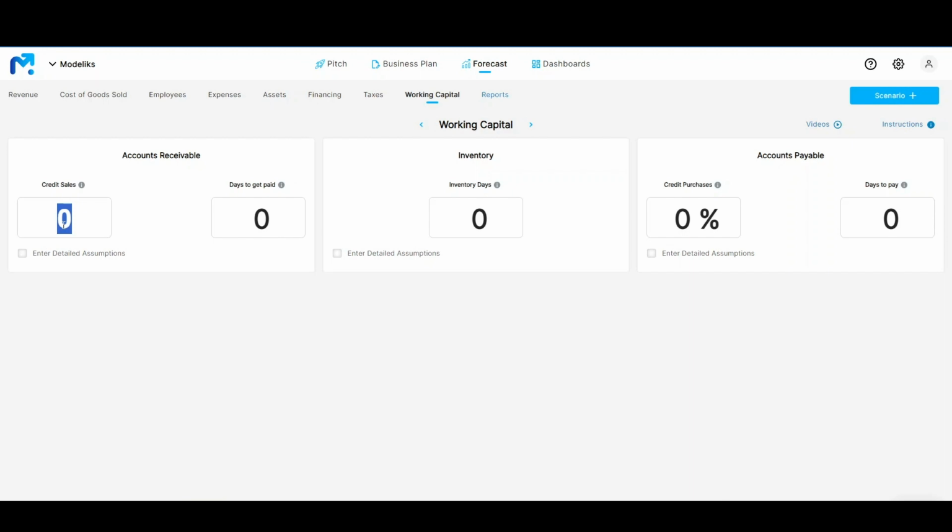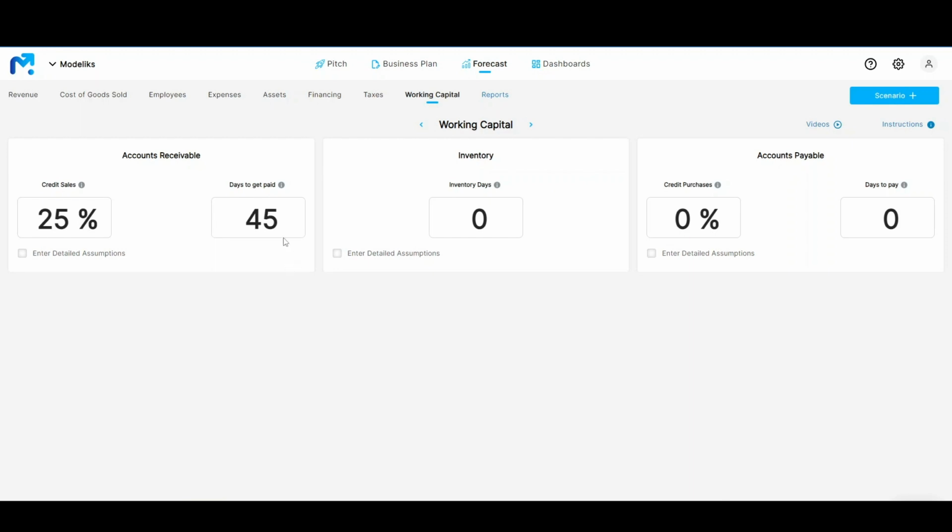on credit. Now enter how long, on average, it takes for your customers to pay you. Your target is to keep this as low as possible, but some customers may take time to pay. Let's assume a 45-day average period for your credit sales to arrive in your account.